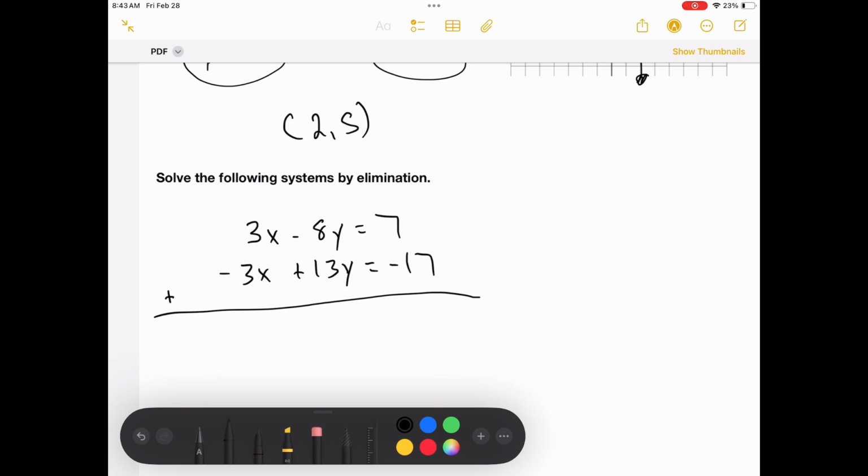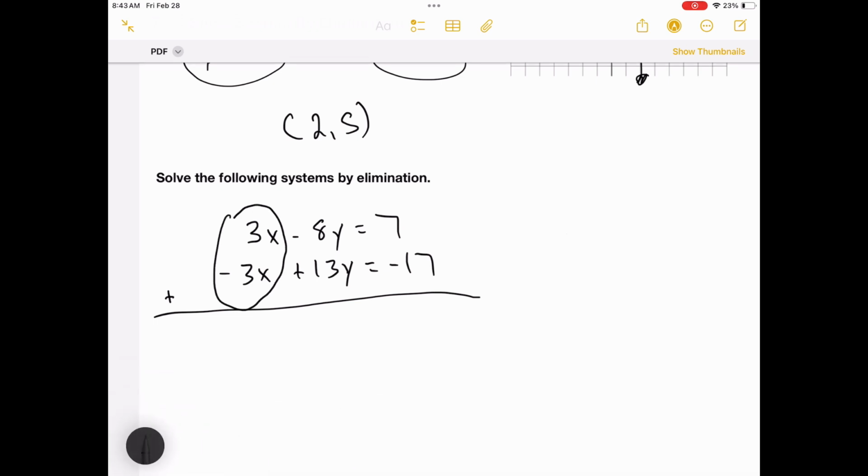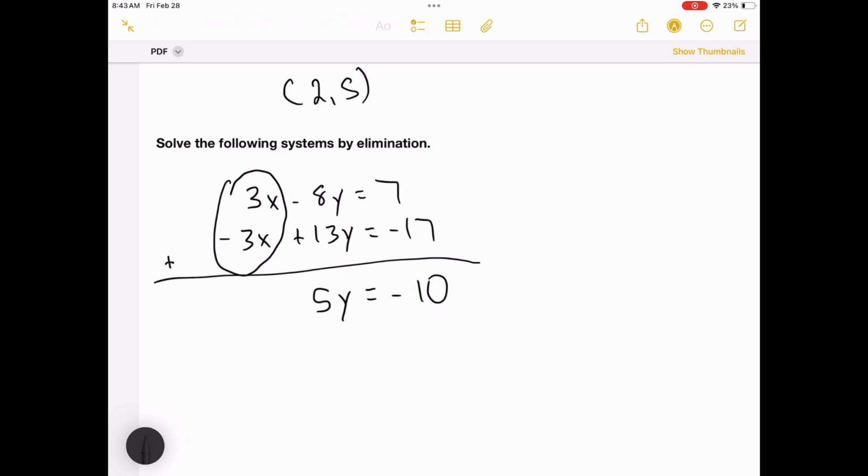Once you add them, you're going to notice that if I add straight up and down, these are going to go away. What's 3x plus a negative 3? Well, they just go away. Here I'm going to have 5y that comes down, and then I'm going to have negative 10 right here. And then I still have to solve for y here, and I'm going to get y equals negative 2.